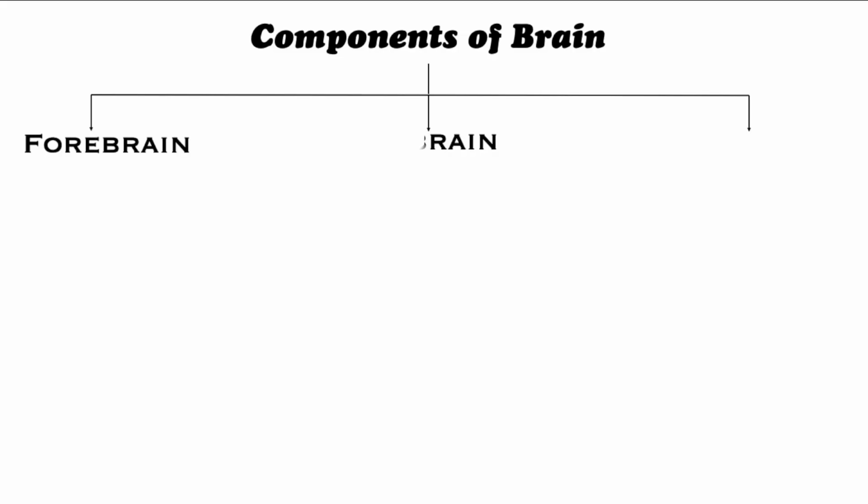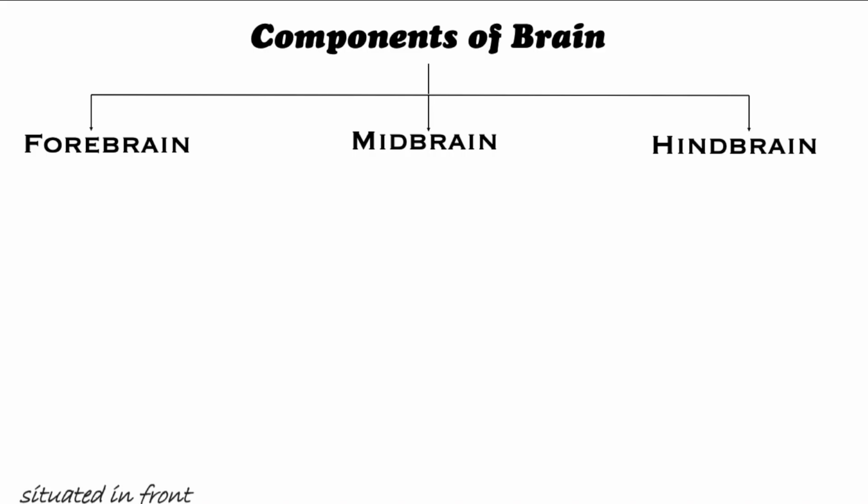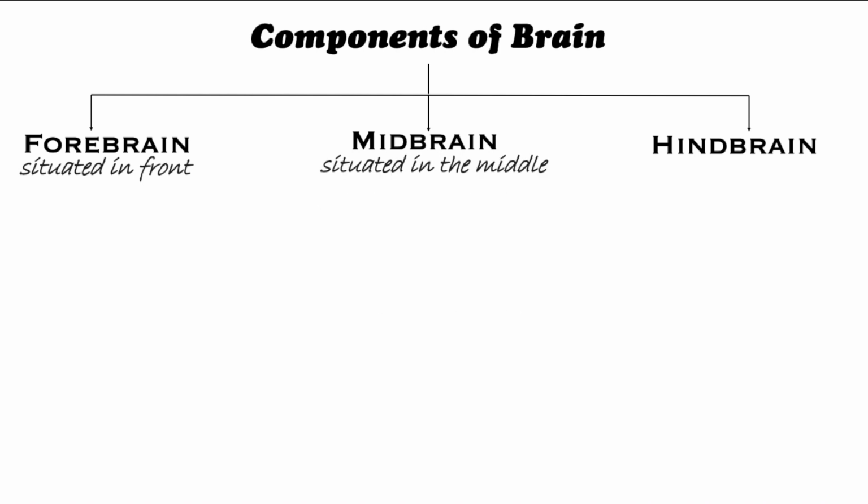Now, let's talk about the components of the brain. The brain has three different components according to location. The first is the forebrain, the next is the midbrain, and the third one is the hindbrain. As the name suggests, the forebrain is located in the front, the midbrain is located in between the forebrain and hindbrain, whereas the hindbrain is located at the back.